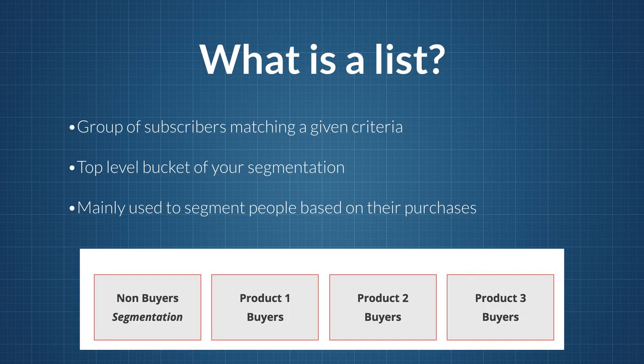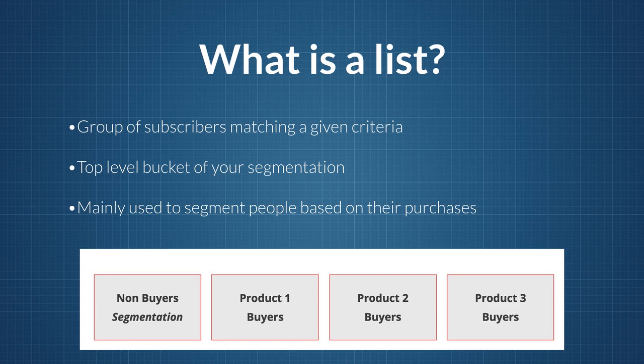But let's just start with the beginning, right? What is a list inside your email marketing system? Well, a list is basically a group of subscribers matching a given criteria. Now, that sounds very theoretical. That basically means it's a bucket of people. It's a bucket of people that kind of match on one level, on one dimension.